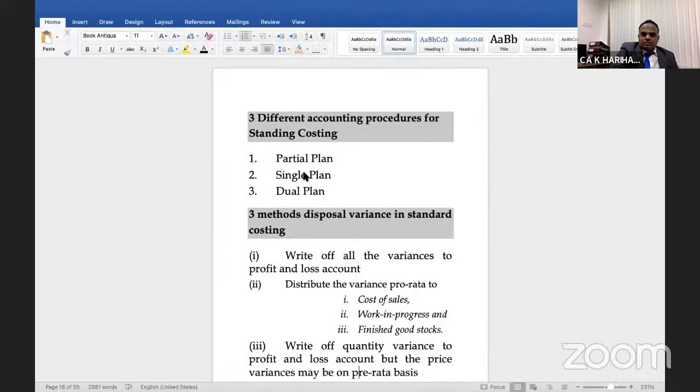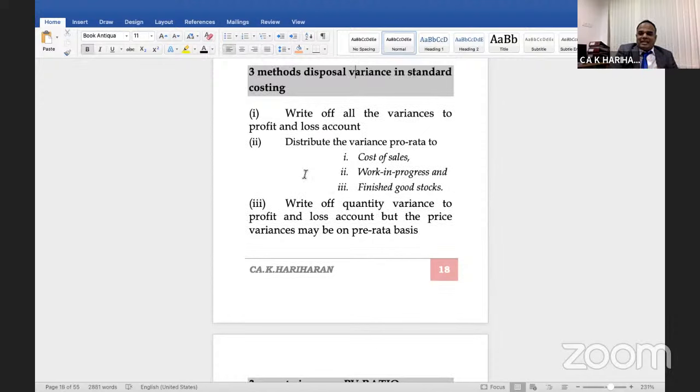Three methods of disposal of variance in standard costing. Variance has happened, the actual against expectation, some difference has happened, the variance. What are the accounting treatments? Three different methods are there for disposal of variance. One is write off all the variance in P&L account, transfer to P&L account. Or on a prorata basis, you can apportion: cost of sales, WIP, finished goods, in that ratio, we can apportion with the respective product. Our third one: quantity variance, transfer to costing P&L account; price variance, we can do on prorata basis. Clear?